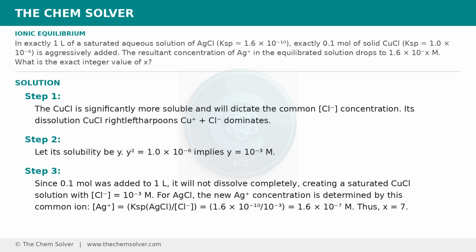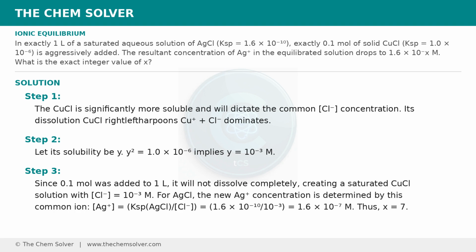The CuCl is significantly more soluble and will dictate the common Cl⁻ concentration. Its dissolution, CuCl ⇌ Cu⁺ + Cl⁻, dominates. Let its solubility be y, so y² = 1.0 × 10⁻⁶, which implies y = 10⁻³ M.